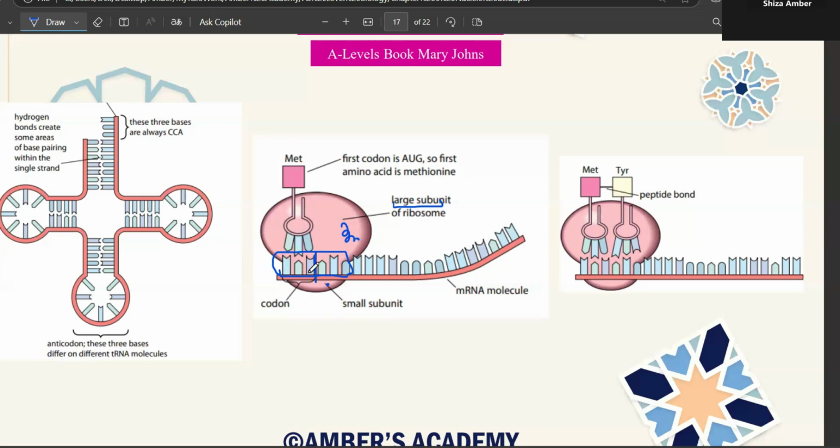And if this is AUG, then this needs to be UAC, right? These three unpaired bases are going to be UAC because this part of the codon is AUG. This is going to be UAC, and this is your tRNA. So the tRNA is now going to fix with this part, and always remember that UAC will have this amino acid methionine because this is the first part, no? So it's essential for you to remember that your UAC is coding for methionine, and this is going to attach.